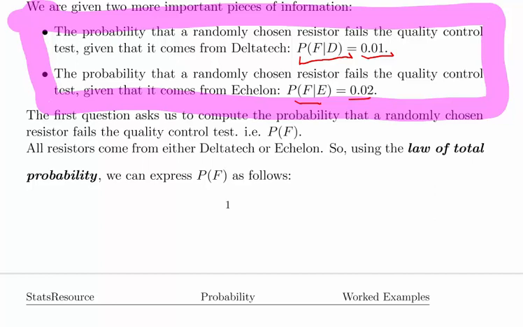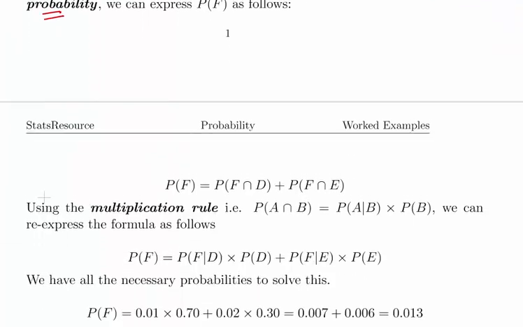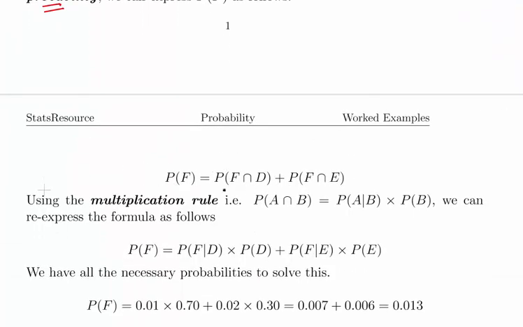Okay, so all resistors either come from Delta Tech or Echelon. That's 100% of the resistors. Using the law of total probability, which is very important, we can express the probability of F as follows. P of F is the probability of F and D plus the probability of F and E, intersection D, intersection E. Essentially, if we have a big pile of resistors and we just pick out the faulty ones, we might be able to tell the suppliers apart, and that means we end up with two different piles. That's essentially our rationale here.